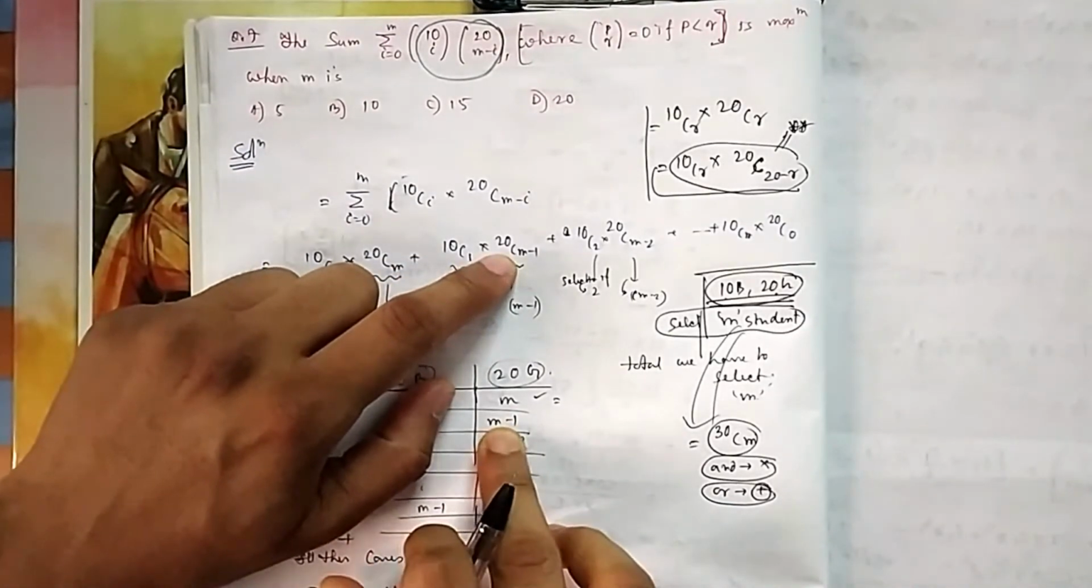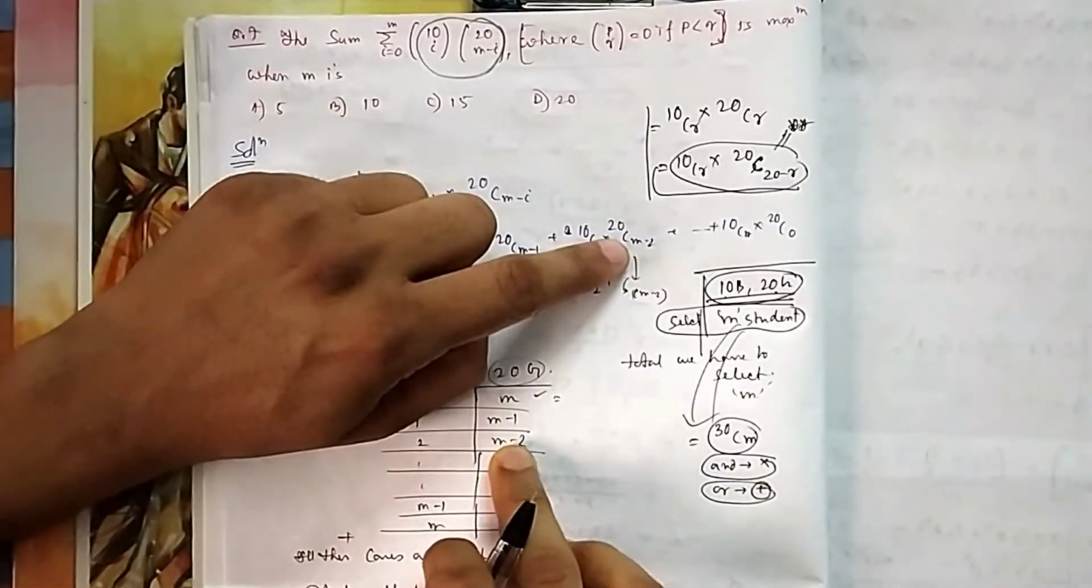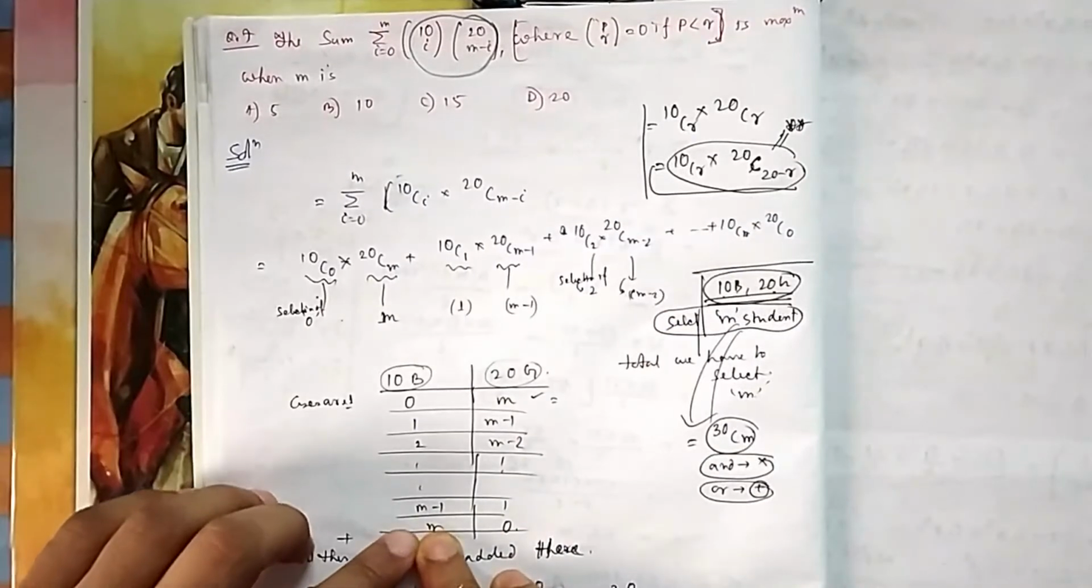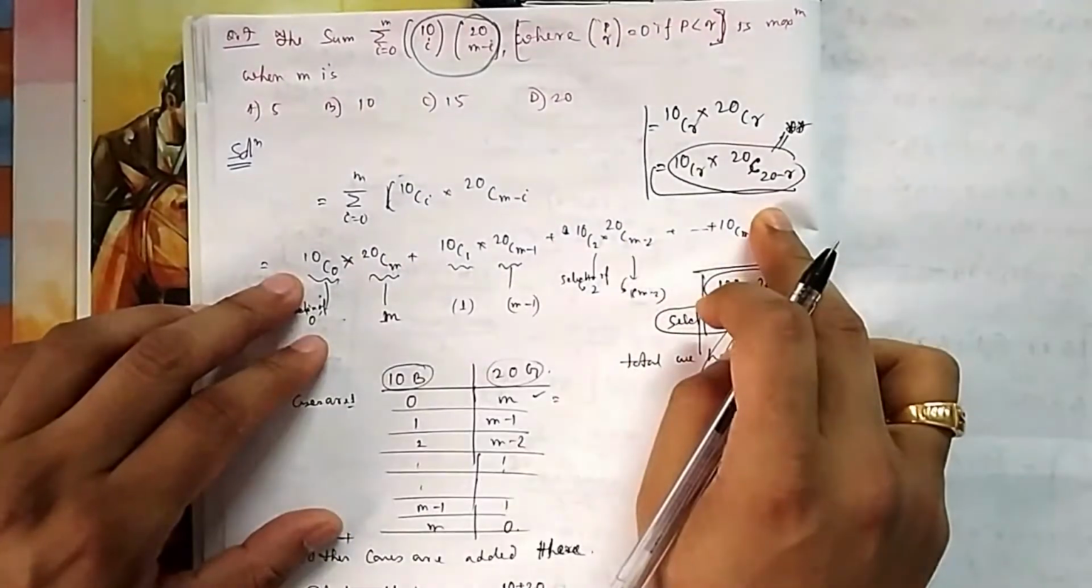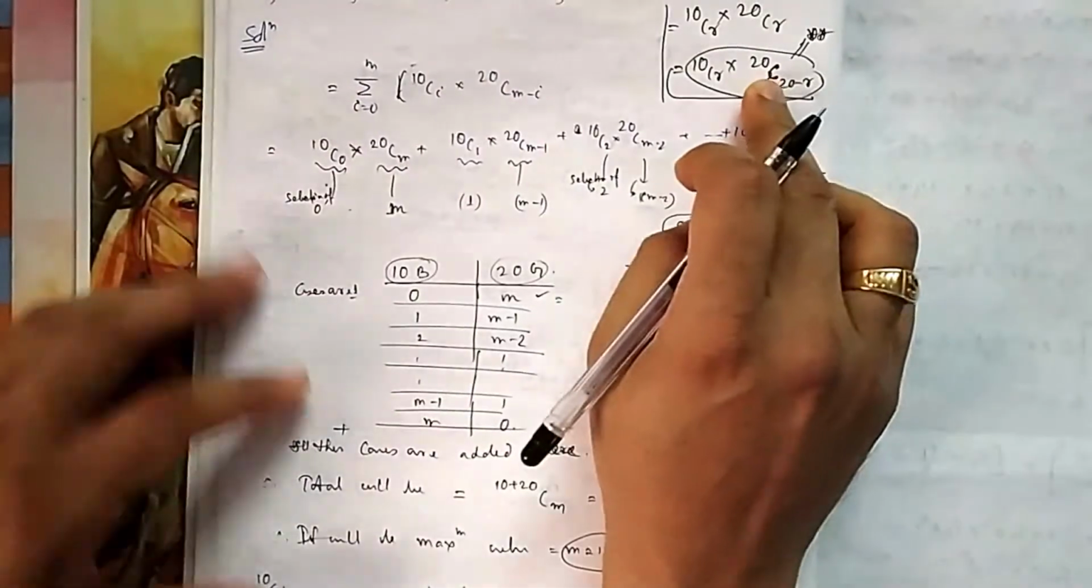So 20C(m minus 1). Or you select 2 boys and m minus 2 girls. Or you select m boys, 0 girls. So total cases. So what is the answer for the total cases? 30Cm. So that's why I told you to remember this one.